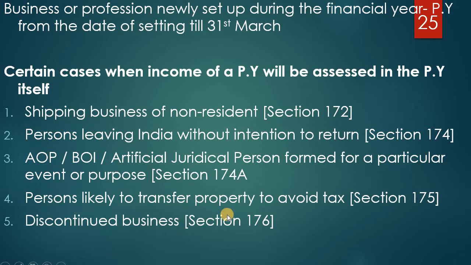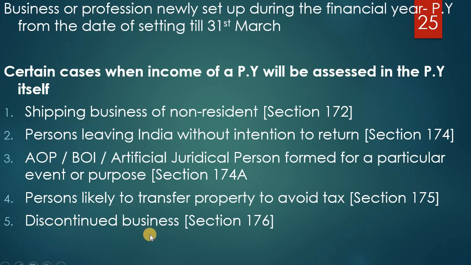Then persons likely to transfer property to avoid tax. There are persons who, in order to avoid tax, will transfer their asset to some other name. In the next year they will again transfer the asset back into their own name. So such persons have to pay tax in the same year, in order to prevent tax avoidance.